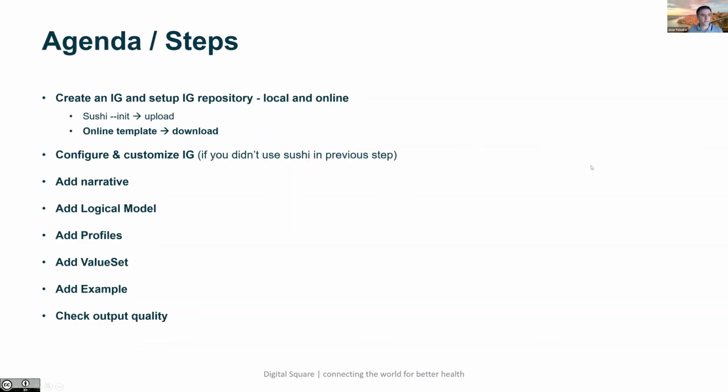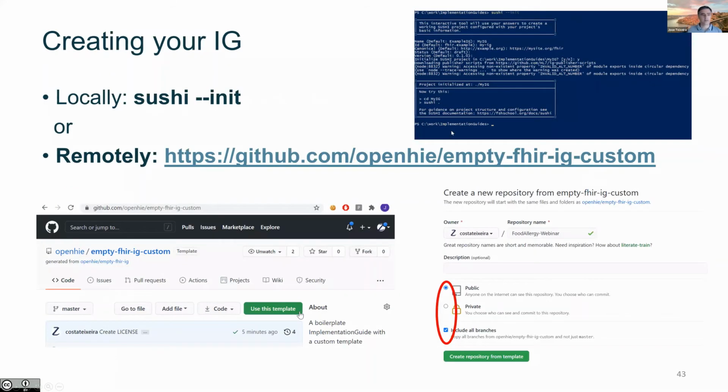The steps to create an IG: the sushi init command just asks questions, like what's the name and what's the idea of your implementation guide. I'm not going to go through this. All the documentation is available in the links that we will provide, and actually that we provided already. But if you want to start remotely, as I will now, you can go to a template repository, which is the one that I'm going to open now. And actually, that's what I'm going to do.